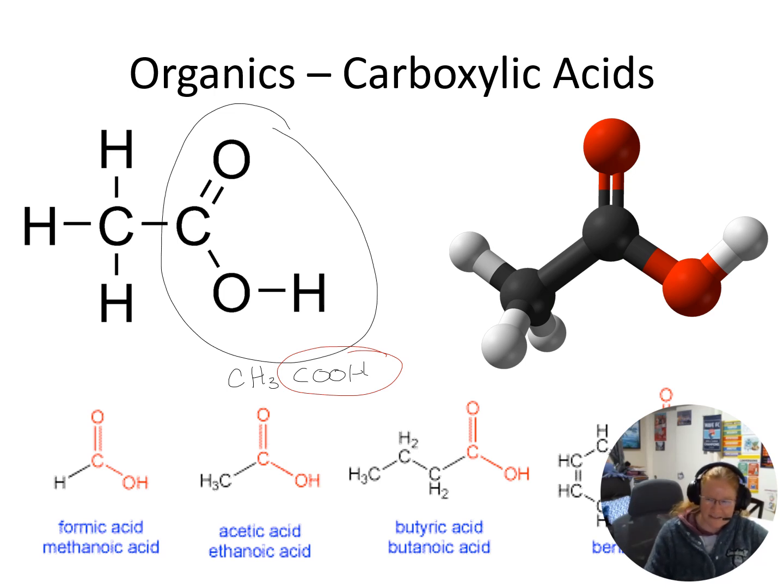Okay, and you can see methanoic acid, formic acid, 1 carbon. Acetic acid is also known as ethanoic acid. Oh, there's 2 carbons there. Butyric acid is also known as butanoic acid because 1, 2, 3, 4 carbons there. So there's where we come back to those prefixes that we looked at with our hydrocarbons. So they keep coming up.